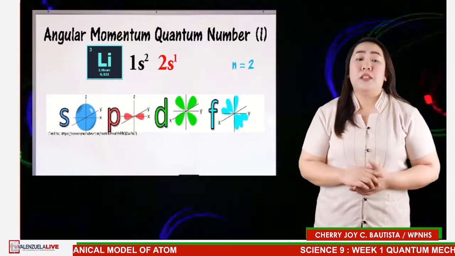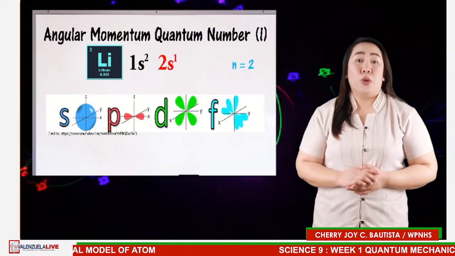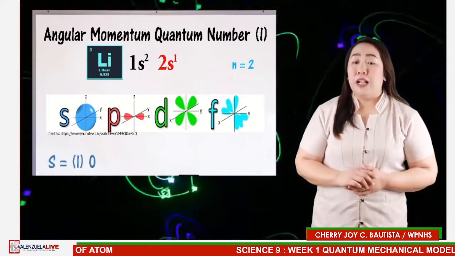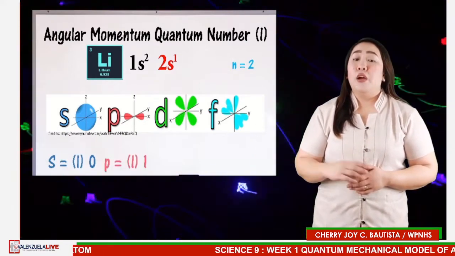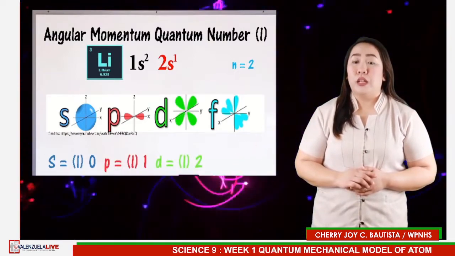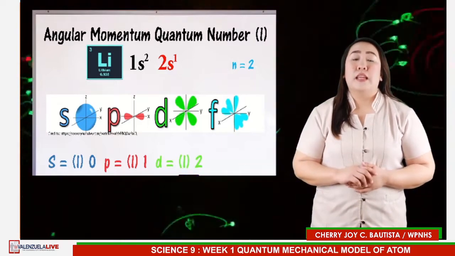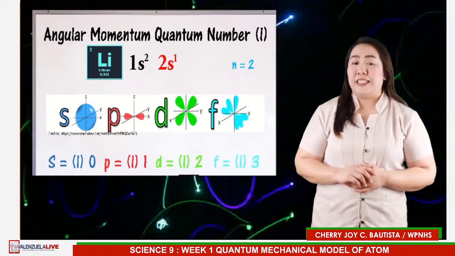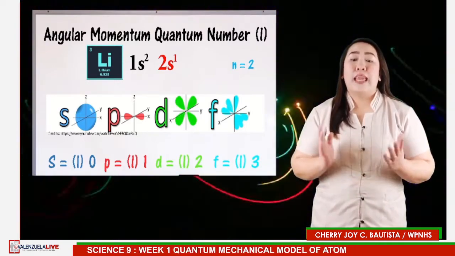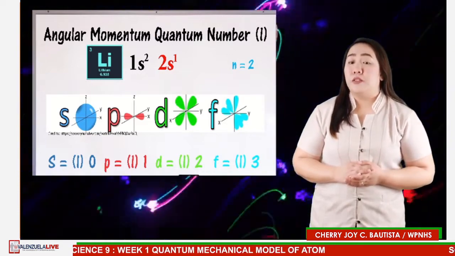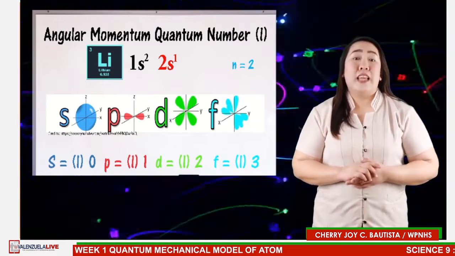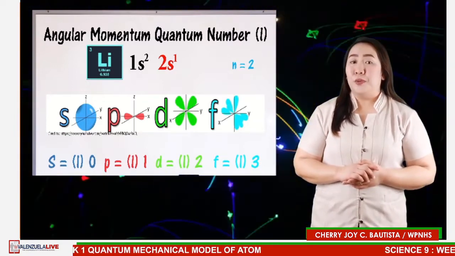For s orbital, l value is always 0. For p orbitals, l value is 1. For d orbitals, the l value is 2. For f orbitals, l value is 3. In our example, we are looking for s orbital, specifically 2s orbital. That means that the l value is 0.